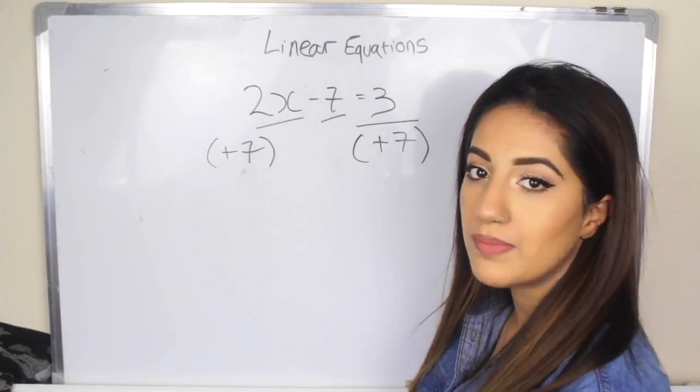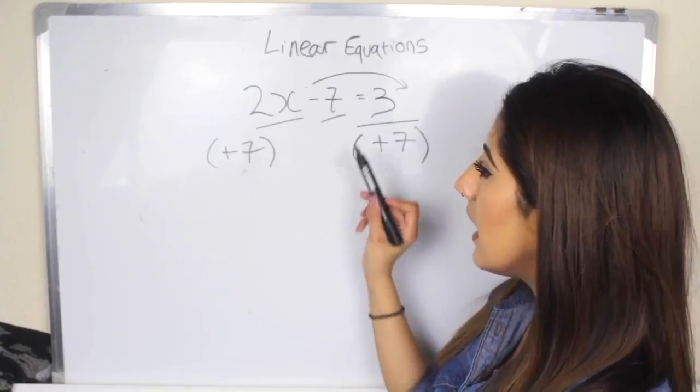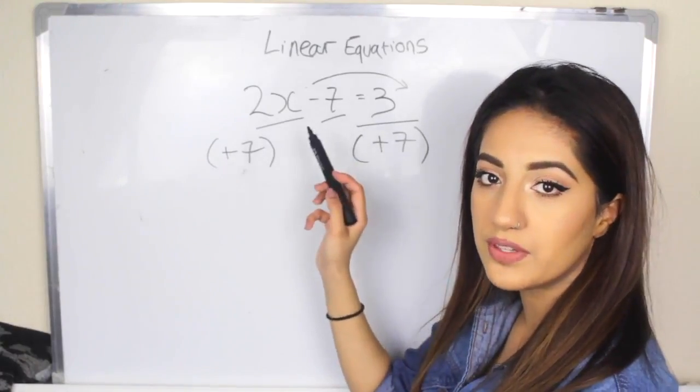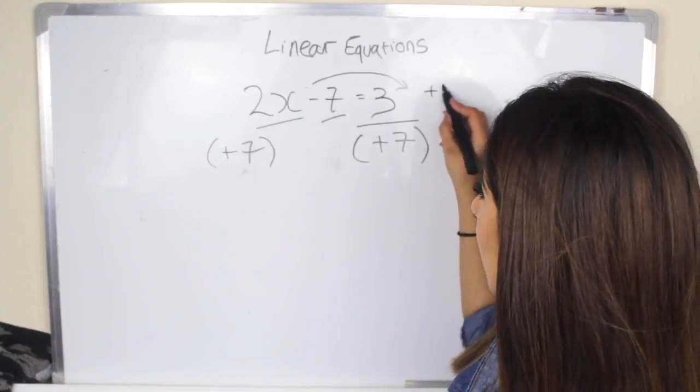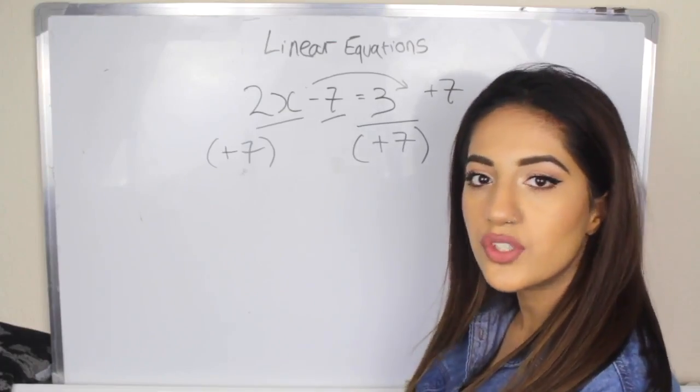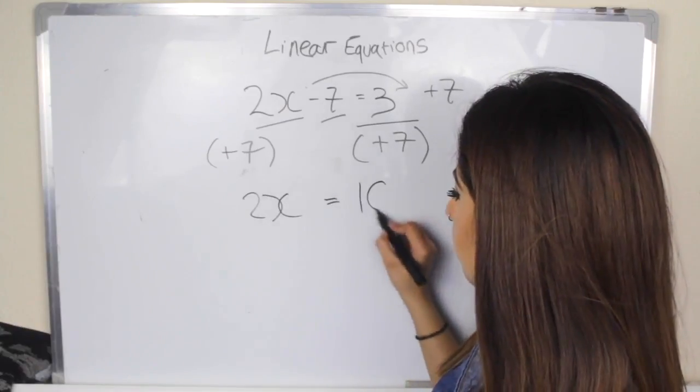But if you choose to use my method, then we would move the 7 to the other side, and obviously because we're moving it to another side, we need to change the sign. So rather than minus 7, this would be add 7. Whichever method you choose to use, the answer would be 2x equals 10.